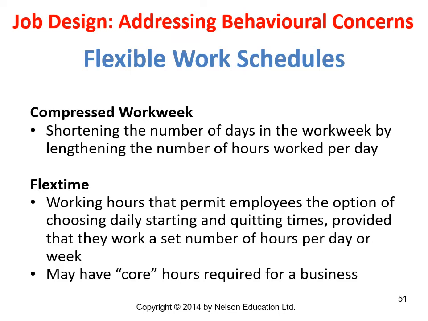The first one is the compressed work week. Sometimes we call this the 4-10. This is where we shorten the number of days in the work week by lengthening the number of hours that you work. So in this case, the typical compressed work week is working 4 10-hour days, which is why we call it the 4-10. And then you have either a Friday or a Monday off every week. So you get a long weekend every weekend.